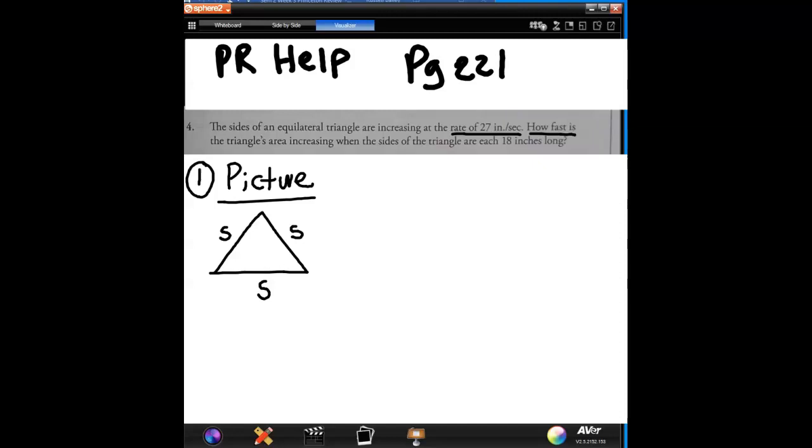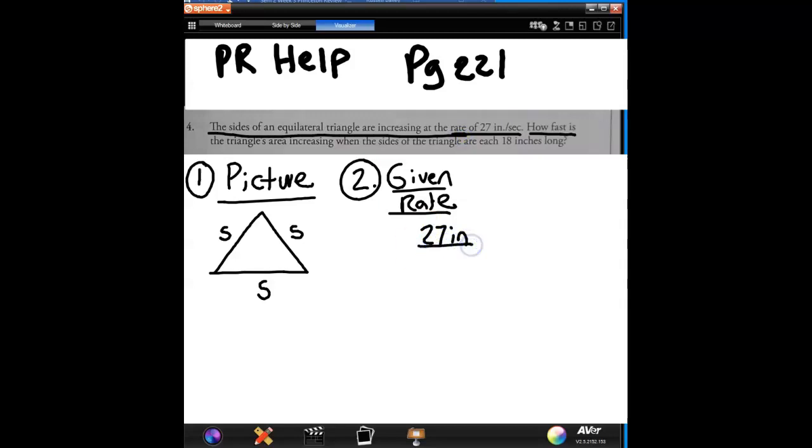All right, so we're done with our picture there. Let's move on to step 2. Step 2 is to identify the given rate and label it appropriately. So the sides of an equilateral triangle are increasing at a rate of 27 inches per second. And we always write it like this, d over dt. The only thing that's ever going to change is the variable you put here, and that represents the rate of what? What's changing? In this case, we're talking about the sides.